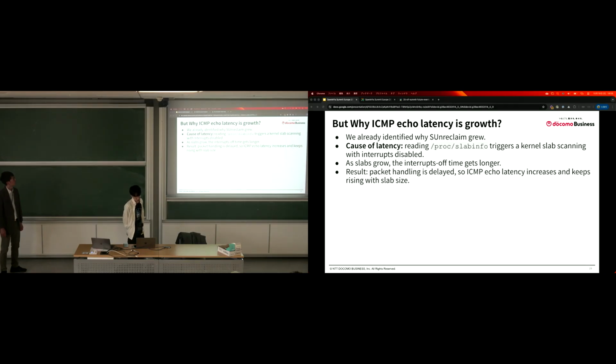By this point, we knew why SReclaimable memory was growing. The remaining question was the ICMP echo latency. The key was our monitoring of /proc/slabinfo. Each time we read /proc/slabinfo with the cat command, the kernel scans the slab cache and temporarily disables interrupts. The larger the slab cache, the stronger the effect. In our environment, as SReclaimable kept growing after the upgrade, this led to longer scans and ICMP echo latency increasing over time.